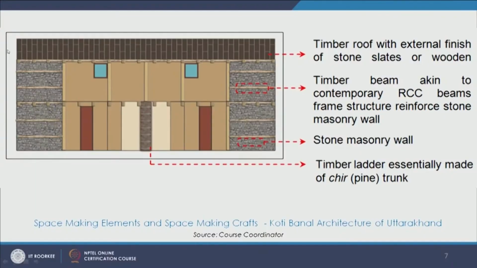Now this is one drawing, it's an elevation. It's a house in a village called Malhari in the Chamoli district. Here also if we see this construction, there are alternate bands, there is stone masonry, then there is timber beam, and this timber beam is very akin to the contemporary RCC beam frame structure which reinforces the stone masonry wall.